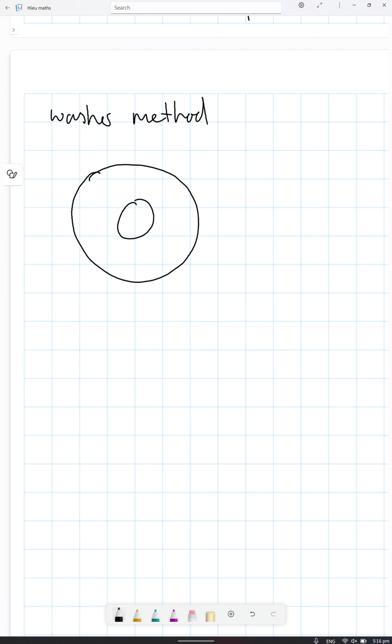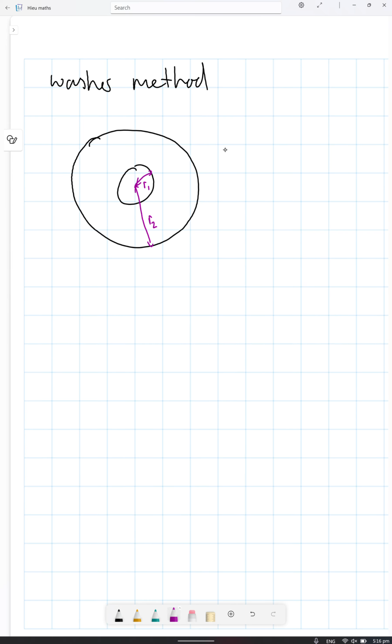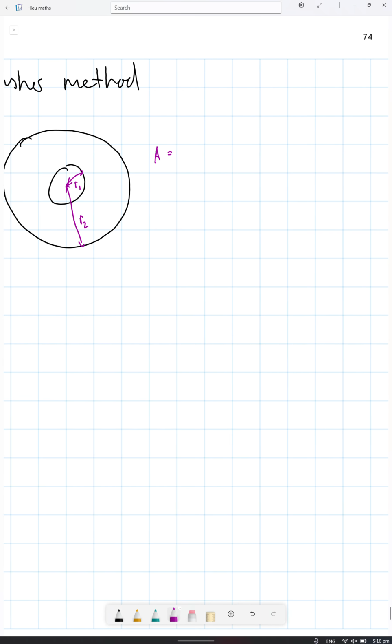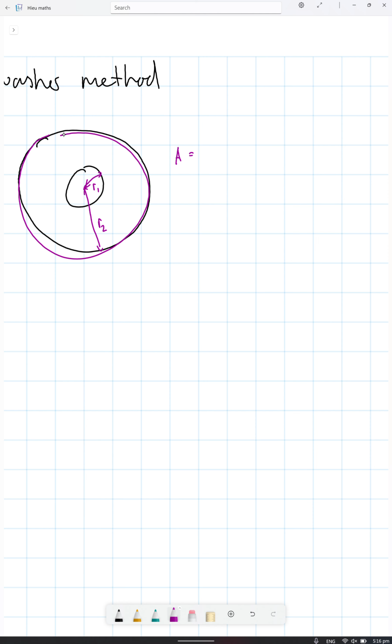Let's say that we had the center point here. This is radius R1. This is radius R2. How do we find the area? Well, the area will simply be the area of the outer circle, right? This much. And we're going to subtract the area of the inner circle from it.